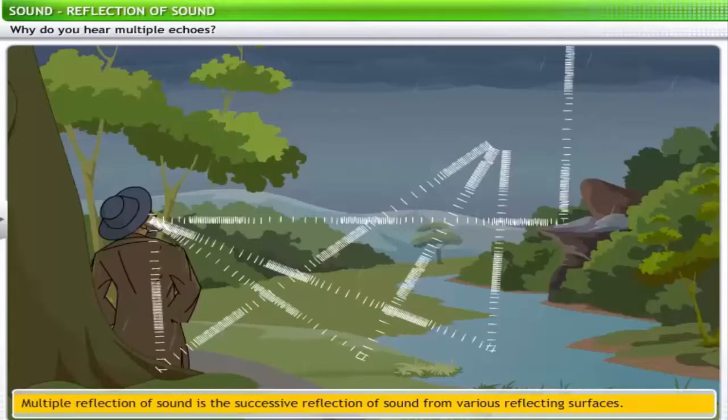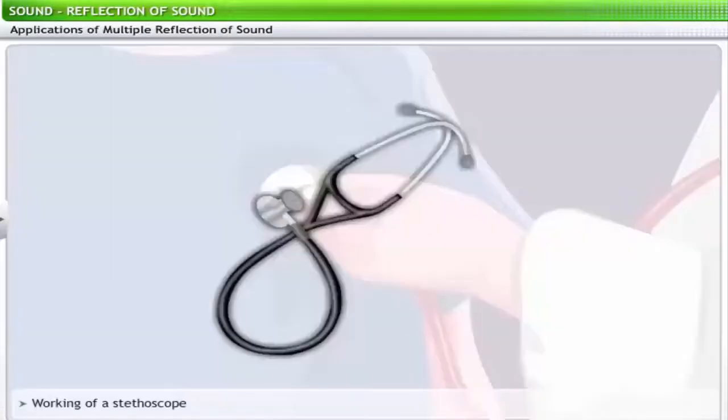We find many useful applications of multiple reflections of sound in our daily life. A doctor using a stethoscope to give you a checkup is a very common sight. A stethoscope uses the principle of multi-reflections to help the doctor hear your heartbeat. Let's take a look at how it works.